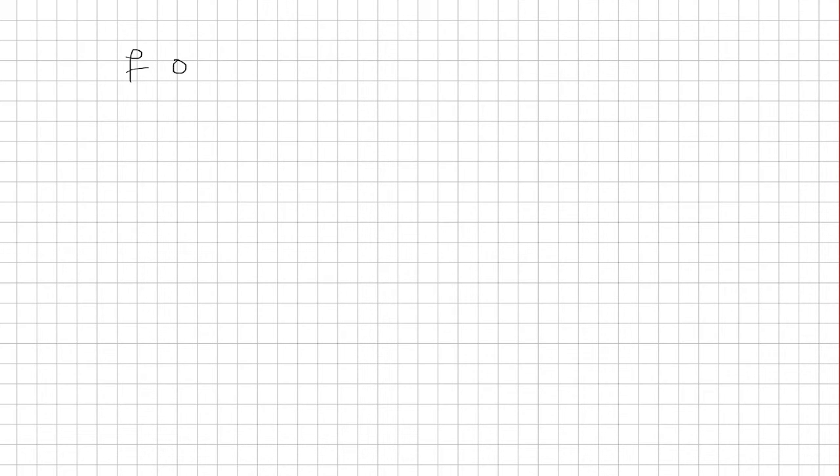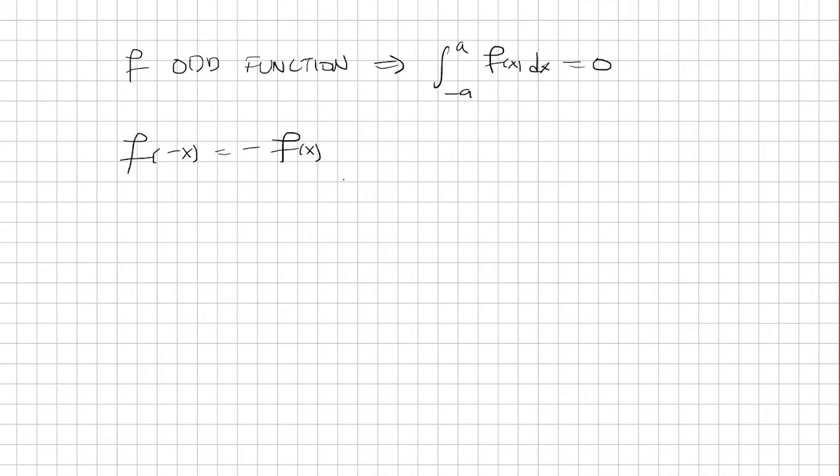Now if f is an odd function, then the integral from negative a to a of f of x dx is equal to 0. Well, if it's odd, that means that f of negative x is equal to negative f of x. So I can split this up into two separate integrals.